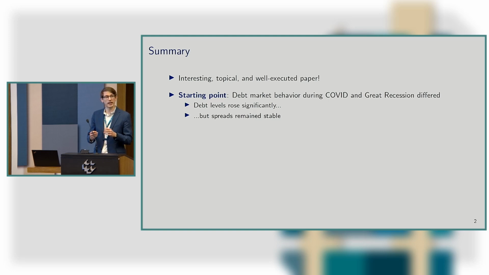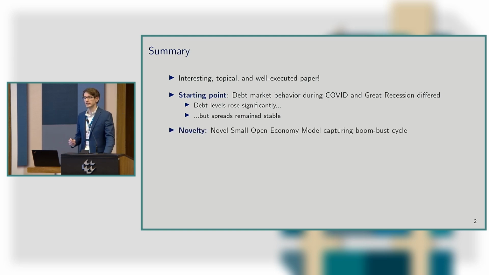They were different in the sense that, in both cases, there was a common component: debt levels, in particular relative to GDP, were increasing. But they were also different in the sense that spreads remained very, very tight in the second crisis, while they were large, and quite a lot, in 2008 and the following years. The novelty of the paper then is that they build this novel small open economy model that captures these boom and bust cycles based on data between 2002 and 2019.